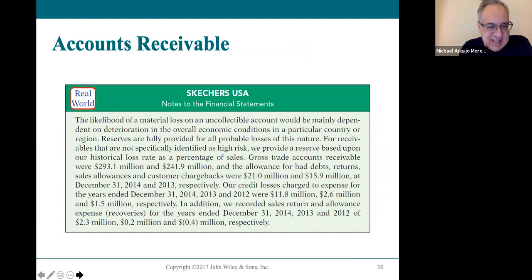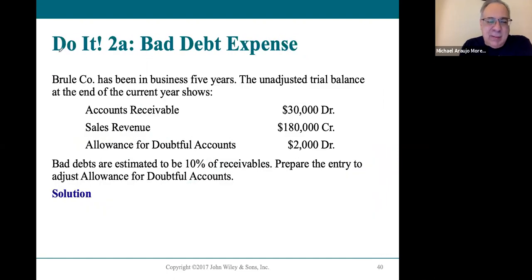Okay, so that brings us all the way to our bad debt expense do it exercise. Brule Company has been in business 5 years, so they have a record here. They show the following data on their trial balance. Their receivables have a $30,000 debit balance. Sales revenue is $180,000, but we don't really care about that. Allowance for doubtful accounts has a balance, but it's a debit side balance.